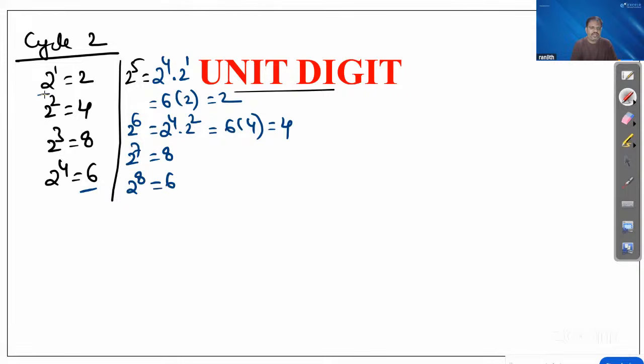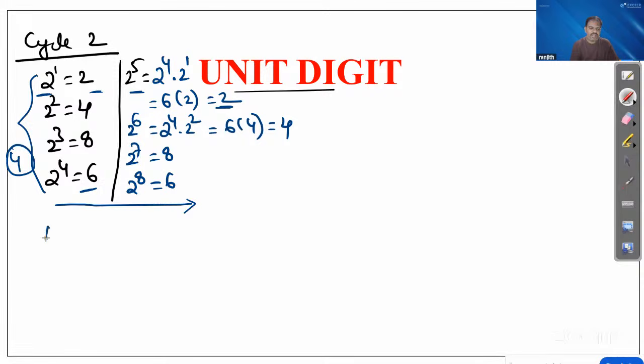Just look here. 2 power 1 is 2. 2 power 5 is also 2. If I write 2 power 9, it is also 2. In the sense, the same numbers are repeating after 4 steps.